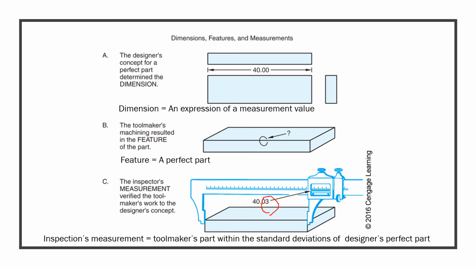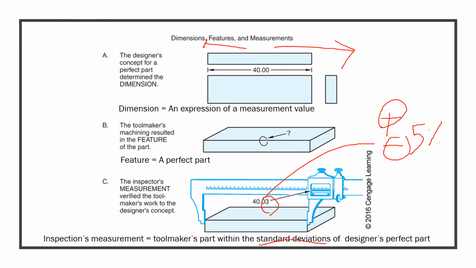So we were inspecting if this part is conforming to our standard right there. So the toolmaker's part is within the standard deviation of the designer's part. The standard deviation can be plus or minus 5% of that part. So what is the 5%? You're going to multiply 0.05 with this. That would be your 5% tolerance or standard deviation, meaning you can deviate from 40 in the positive direction or in the negative direction. Positive, bigger; negative, smaller than this thing, yeah? All right, come back.